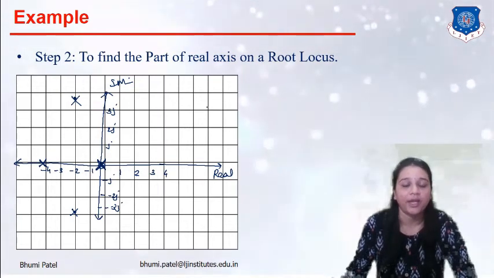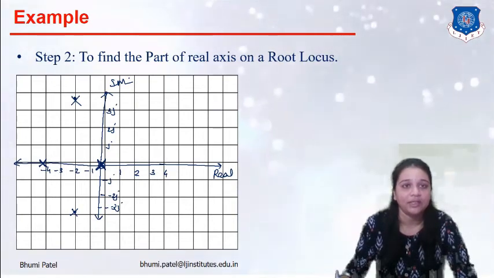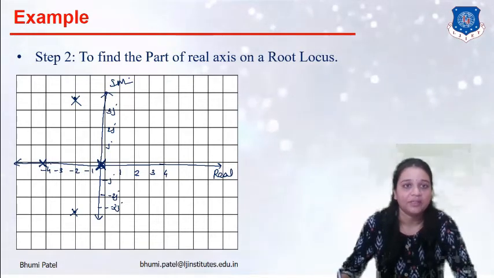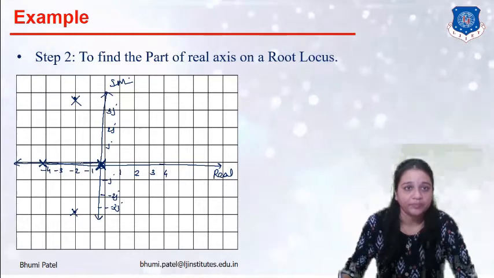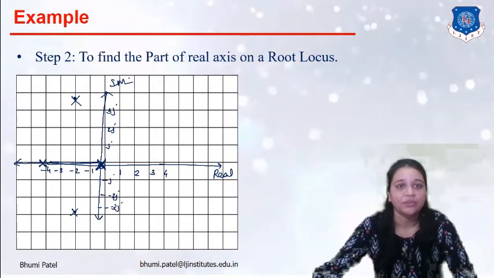Now we have to find which area is the root locus area and which area is not. Starting from the first pole and ending at the second pole, this is my root locus area. Here the imaginary poles are also given.